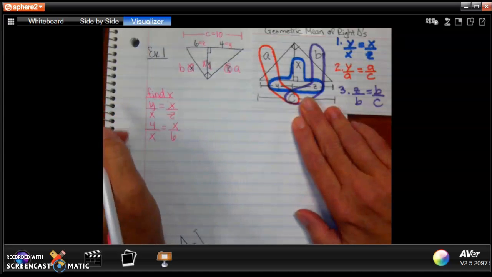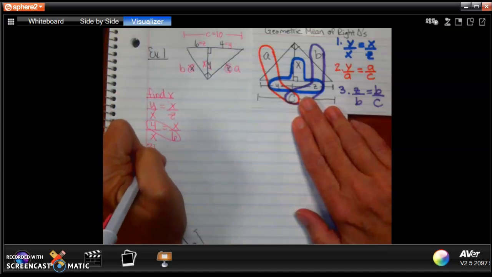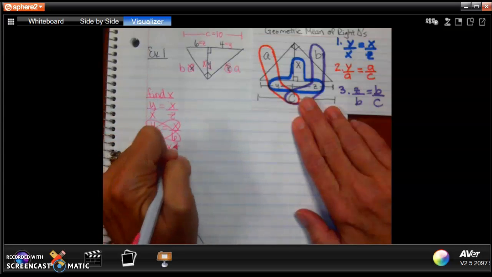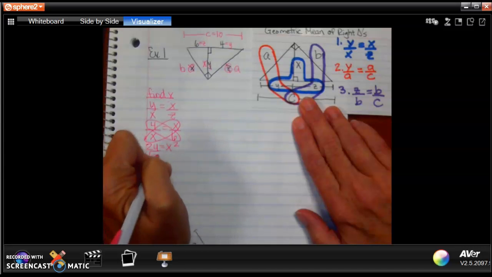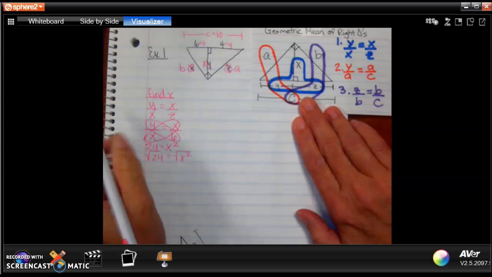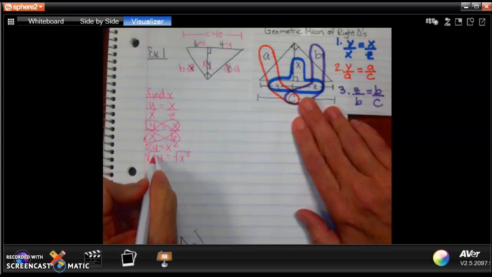Okay, so now I solve for X. So I'm going to cross multiply. I get 24 is equal to x squared. And to solve for a square, we square root both sides, so square root of 24. Then I need to simplify it. I do need to simplify my radicals. We did go through a lesson on this. I included it in the playlist for Unit 6.